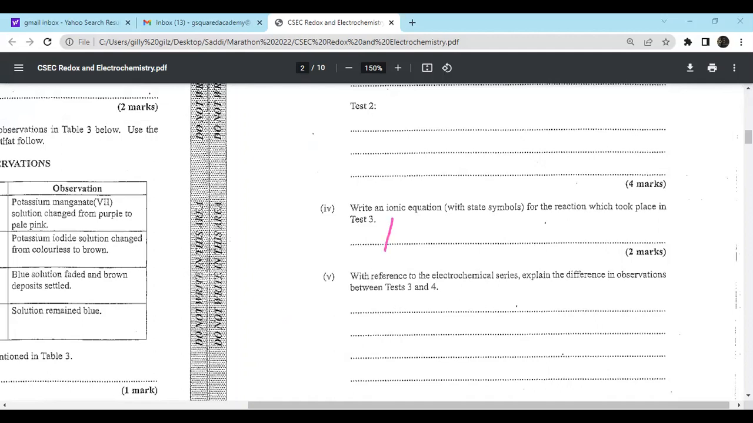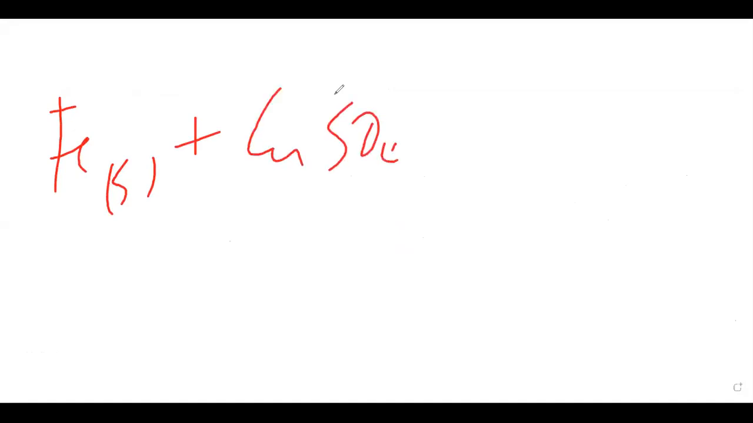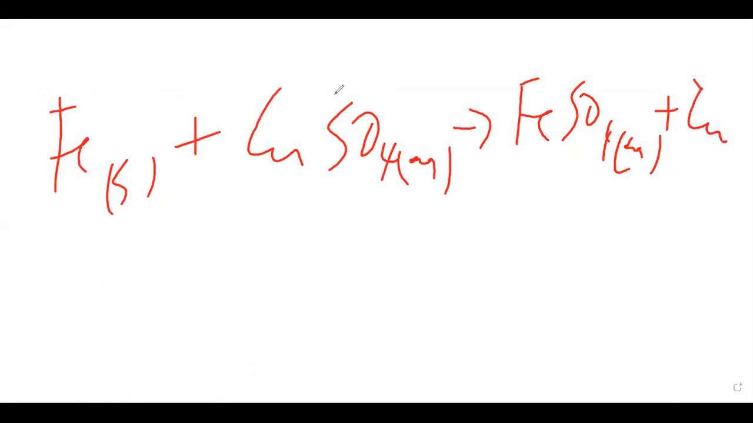So the ionic equation would be Fe solid plus Cu2 plus aqueous to produce Fe2 plus plus Cu solid. And I'm just going to go to another page now and show you an easy way of writing the ionic equation. So, I'll do this one: Fe solid plus CuSO4 aqueous. You must have state symbols. If you don't have them, I can't help you. Then FeSO4 aqueous plus Cu solid.